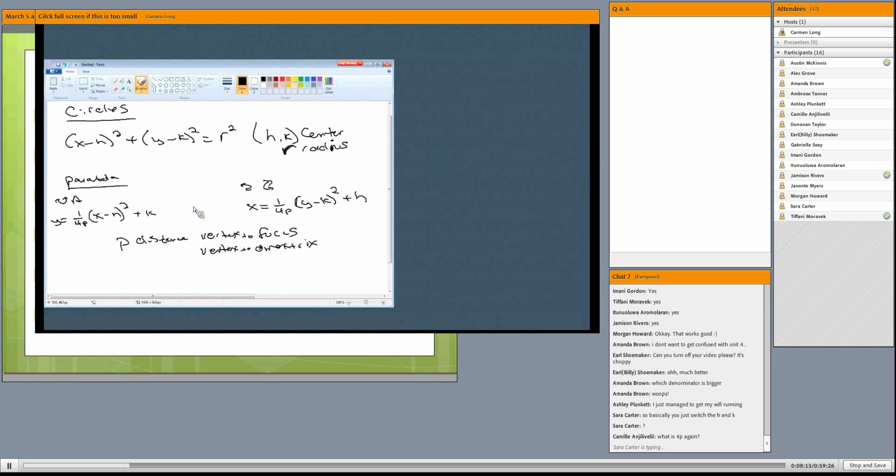P is the distance. So if you have your parabola that goes sideways like this, and this is your vertex, your focus is here, this distance is p. And then you have your directrix out here. That distance is also p. Because sometimes they give you the directrix, sometimes they give you the focus, and you need to know how to find all the parts and pieces. Okay?